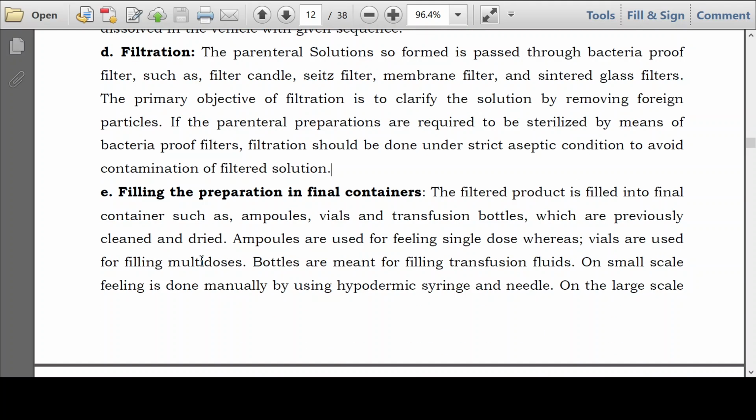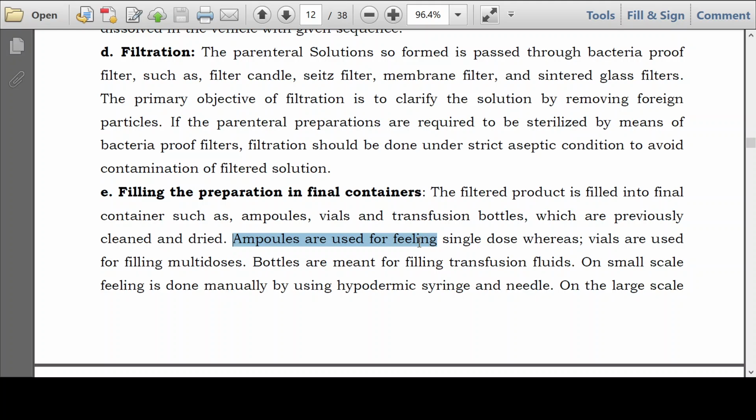Then filling. The filtered product is filled into the final containers such as ampoule, vial, and transfusion bottles. So depending upon single dose, multi-dose containers, the filtered product is filled with the help of filling lines in the container. So during filling, aseptic conditions are maintained. So aseptic conditions are maintained everywhere while formulation of parenteral product. Why? The basic reason is to avoid bacterial contamination or microbial contamination.